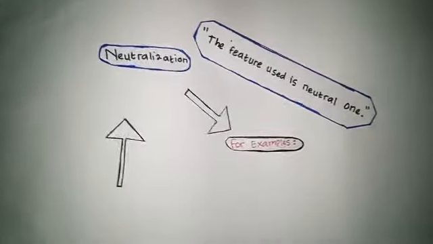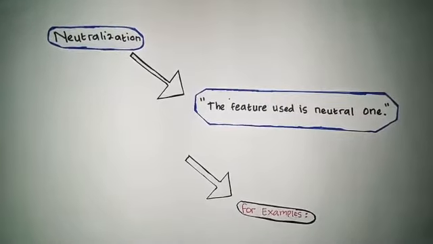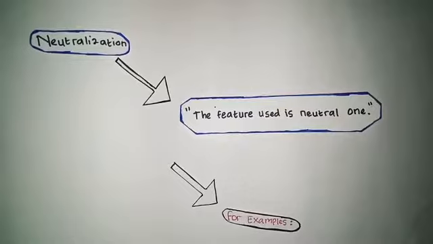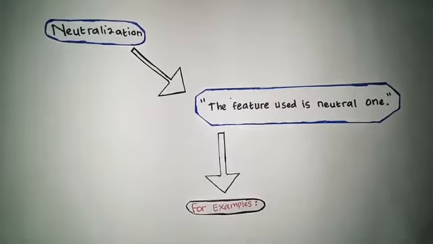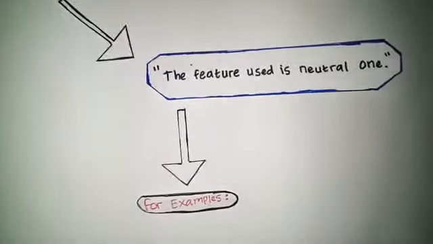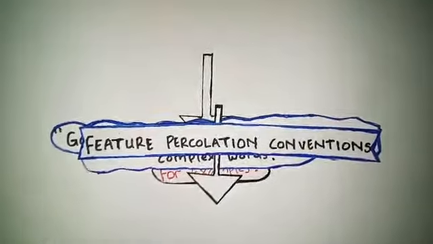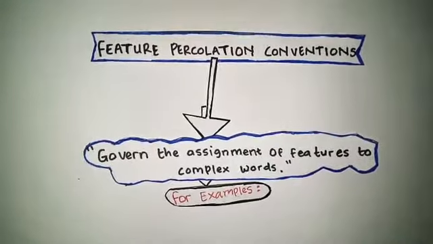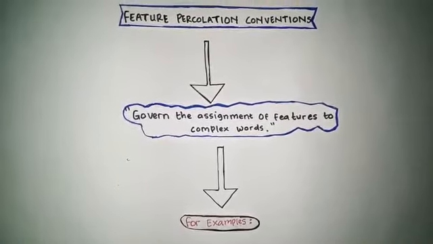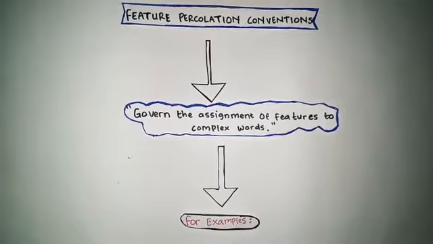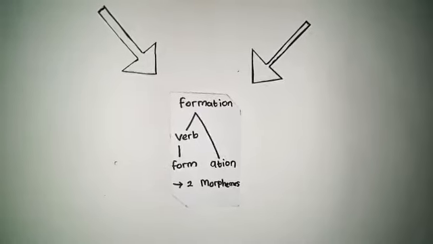And the next is neutralization. The feature used is a neutral one. For example, using the word she for feminine and he for masculine, but we use the word they, which is more neutral. And the last is about feature percolation conventions, which govern the assignment of features to complex words. For example, the word formation as a noun, there are 2 morphemes.